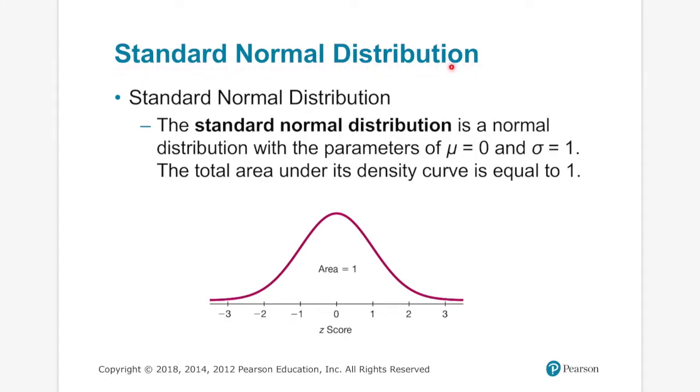A standard normal distribution will have exactly the same shape as a regular normal distribution. However, the mean is always 0 and the standard deviation is always 1 if you are in a standard normal distribution. So I have my mean equal to 0 and then my standard deviation is 1. And my scale, the horizontal scale, is representing the z-score. The area under the curve must be exactly 1.